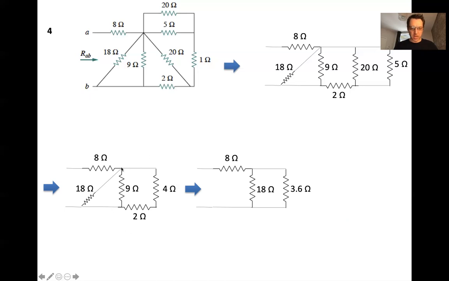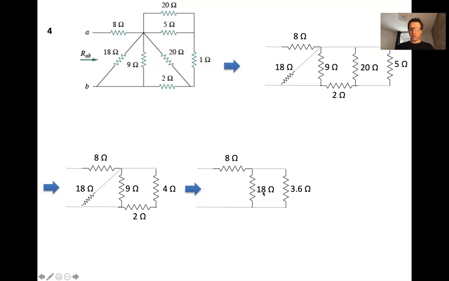Well, first of all, they share the top node. So the top node is the same. And they share the bottom node once these three are simplified together. Right? So the bottom node of these three is over here, which is the same as the bottom node of the 18 ohms. So we can just straighten out the 18 ohms while preserving the connections of this circuit.